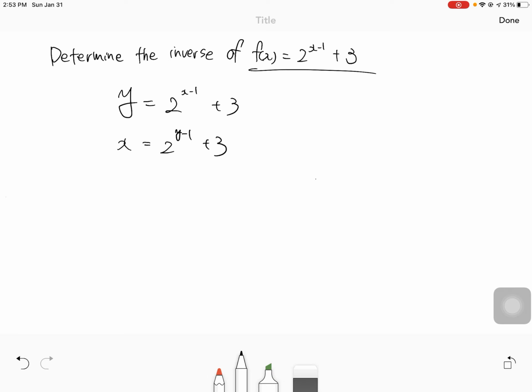The next thing you have to do is isolate y. I mean, you have to do y equals something. So let's do it step by step. First, it's better to have the terms with y on the left side. Then you move this plus 3 to the right side. So you subtract 3 from both sides. Then 2 to the power y minus 1 equals x minus 3.